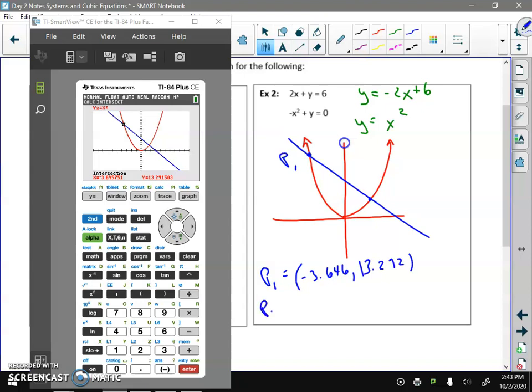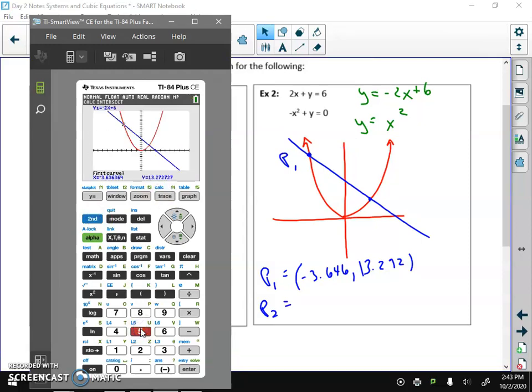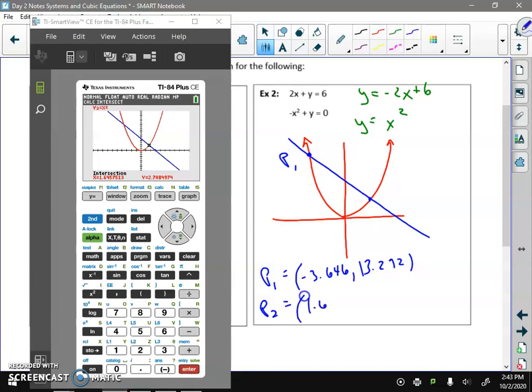Let's find P2. Second calc, 5. Slide over to the other one. Oops. I can't hold it, I gotta tap it. Close enough. Second point of intersection is 1.646, comma, 2.788. 0.708, sorry.